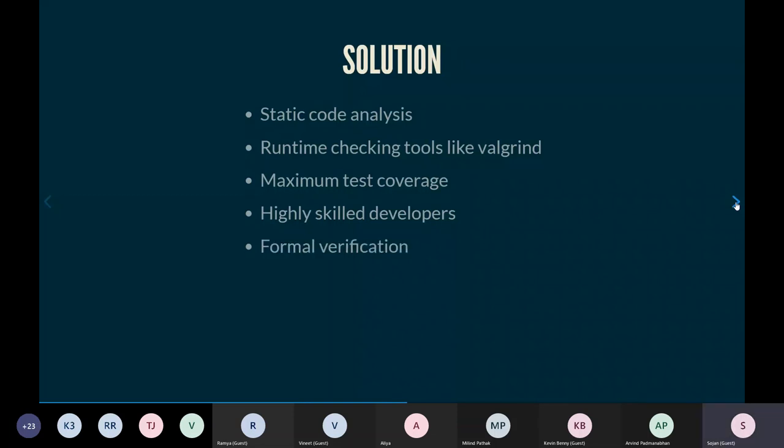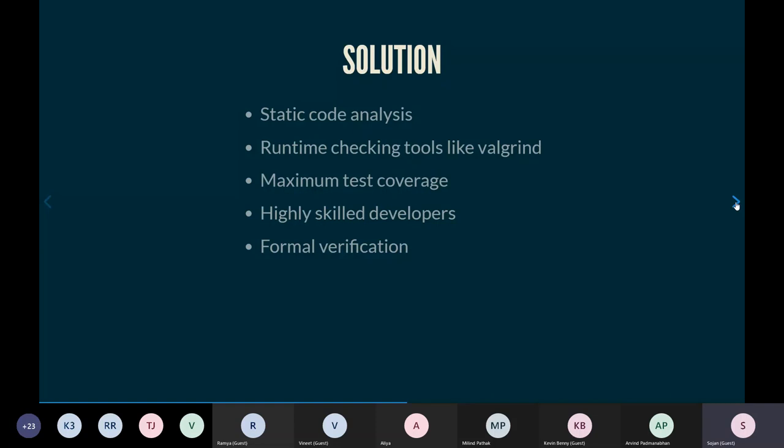Formal verification is very powerful. This is using more mathematical proofs to prove that your code is working. This is pretty good, actually. If you're able to write code in such a way that it can be formally verified, it's great. But tools are specialized, and people who know how to do this are very specialized.